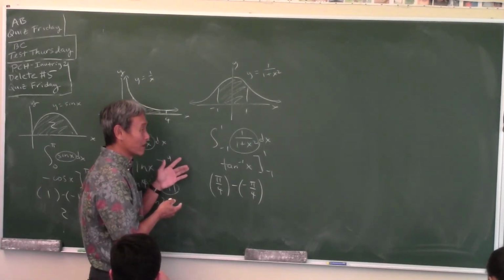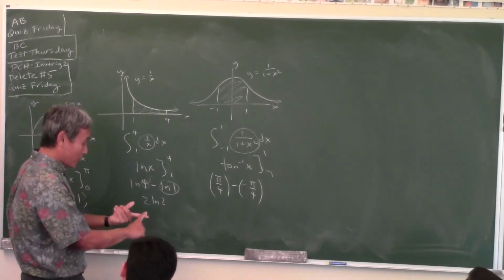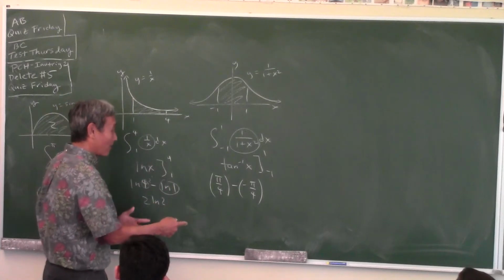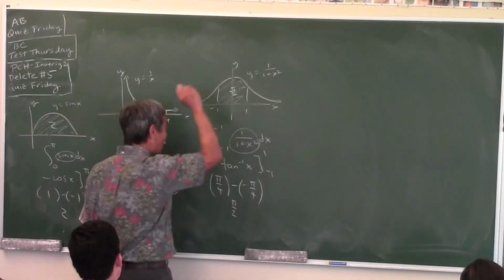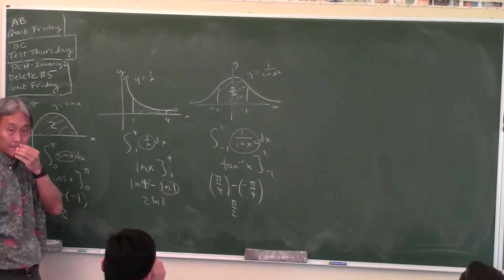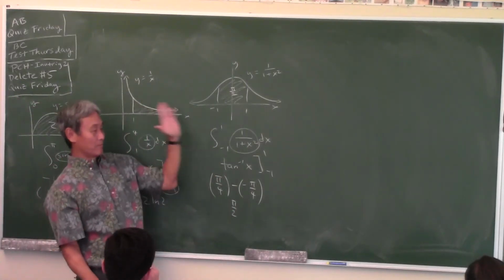Some of you are thinking, what are you talking about, range? You've been doing this for a while. You had trig, you had pre-calculus, we did a pre-calculus review. Come on. So the answer is pi over 2. This area is exactly pi over 2 square units. The range for tan inverse is from negative pi over 2 to pi over 2.